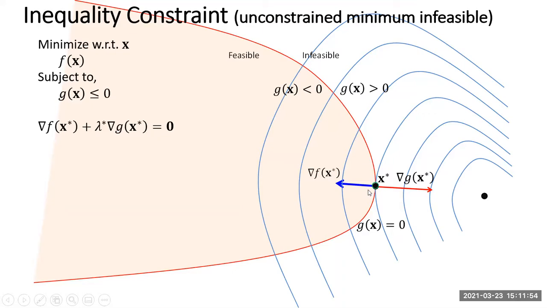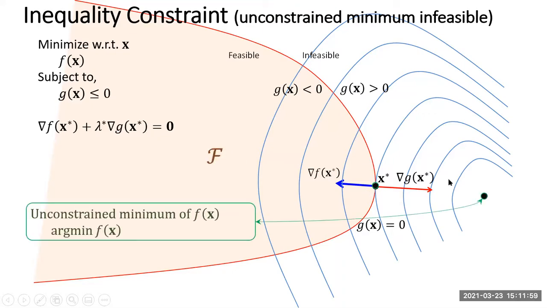Now here, as before, this is the feasible region. This is the unconstrained minimum, and this is the constrained minimum. First question: is g of x less than or equal to 0 an active constraint or an inactive constraint? Here, it's an active constraint.